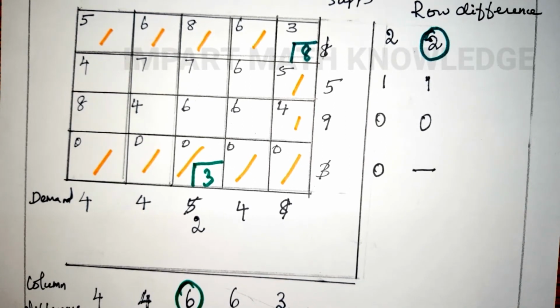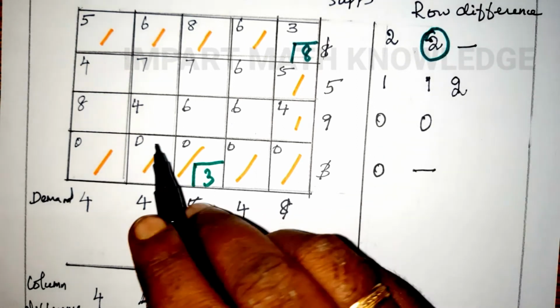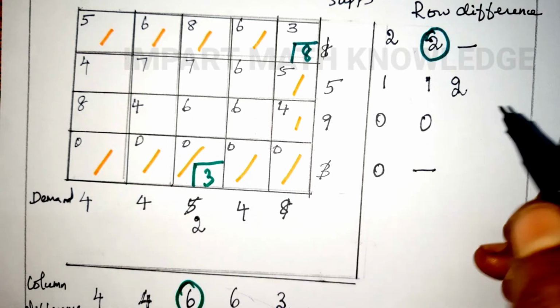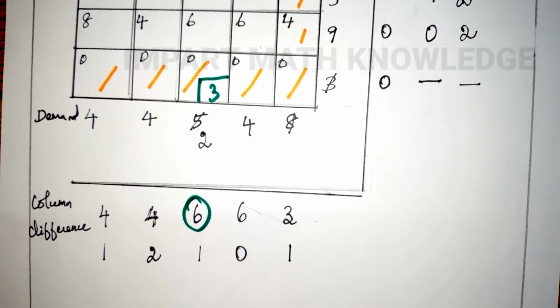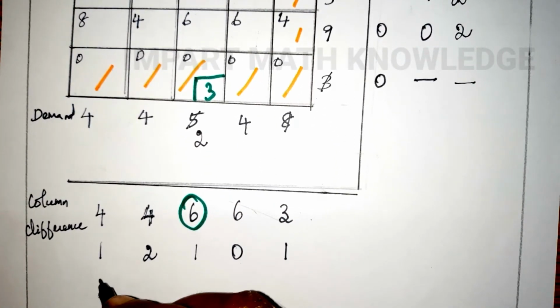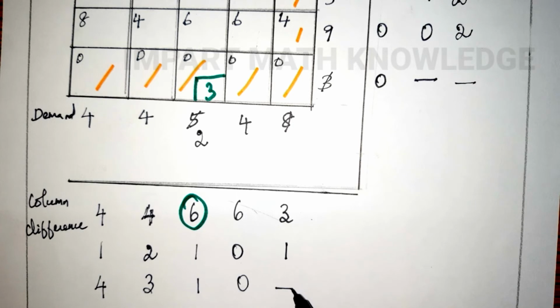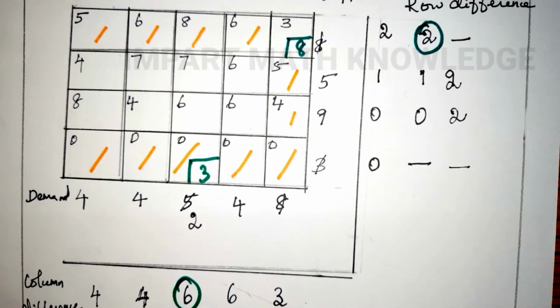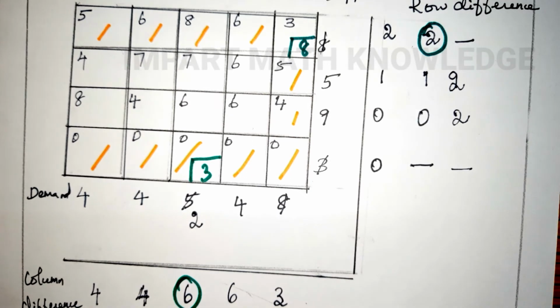Now you take the difference again. The first row, dash. The second row is 1 again. Third row, the least number is 4 and the next least is 6. The difference is 2. This is dash. Column difference. Here the first column, 4 and 8, the difference is 4. 7 and 4, the difference is 3. 7 and 6, the difference is 1. 6 minus 6, the difference is 0. Here you put dash. Now the highest penalty is 4. In the first column, I am going to allocate the value. The first column, the least number is 4. Here I am going to allocate the value.